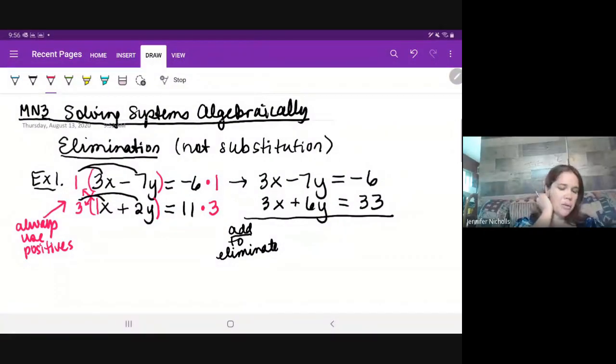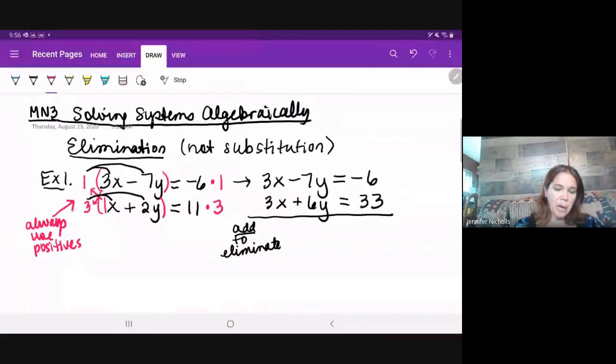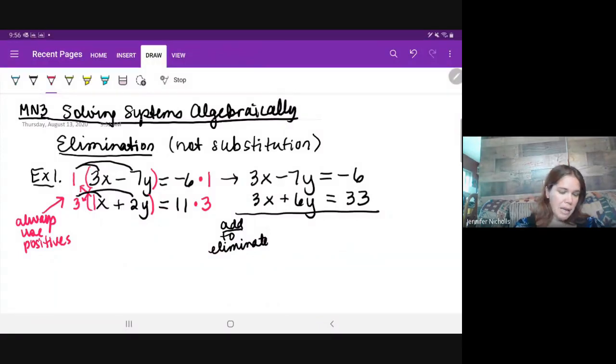Okay, so this is Mn3, but I didn't hit record at the beginning. So we're solving by elimination because the problems are set up to be elimination. And then the first thing in the front, we multiply by the other number with these arrows, and then we distribute it.